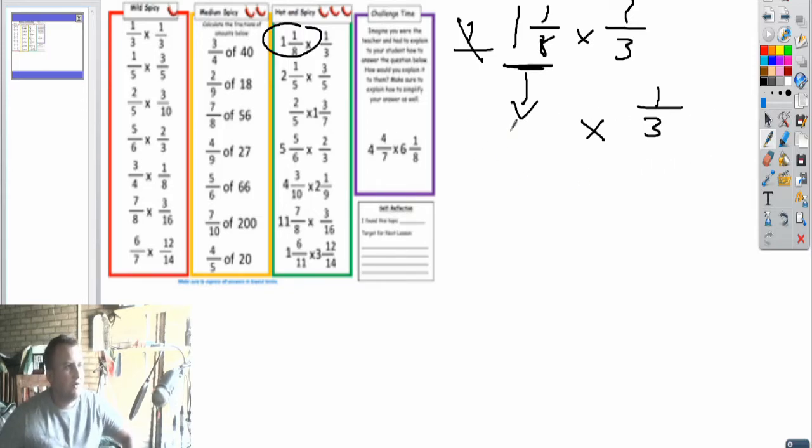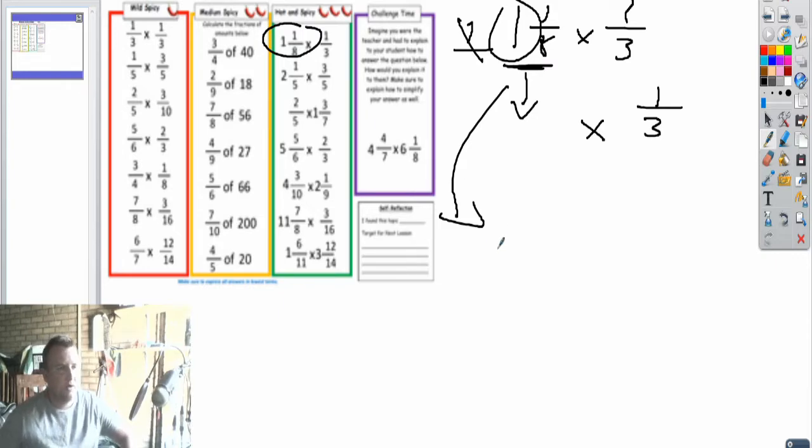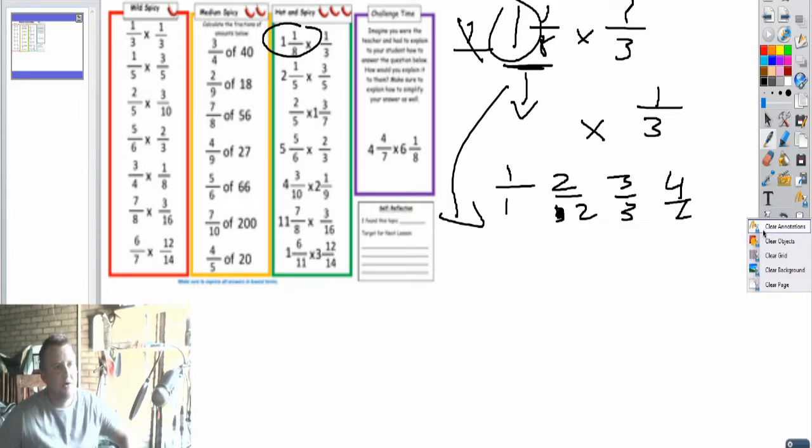Should I go the long way? Yeah, I'm going to go the long way around this. I'm going to just do some doodling for a bit. 1 and 1/8. You need to understand what 1 whole represents. What does 1 whole represent? It could be 1 over 1. It could be 2 over 2. Not 2 over 3. It could be 3 over 3. It could be 4 over 4. It could go on. 1 can be any fraction you want it to be because it is representative of a whole.